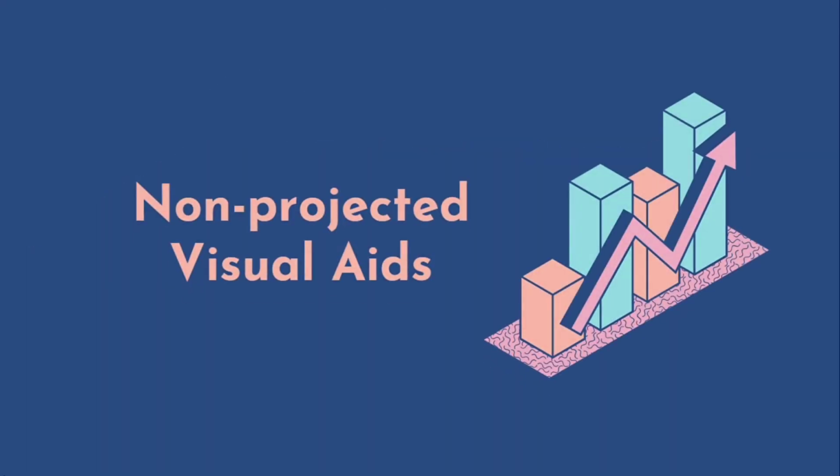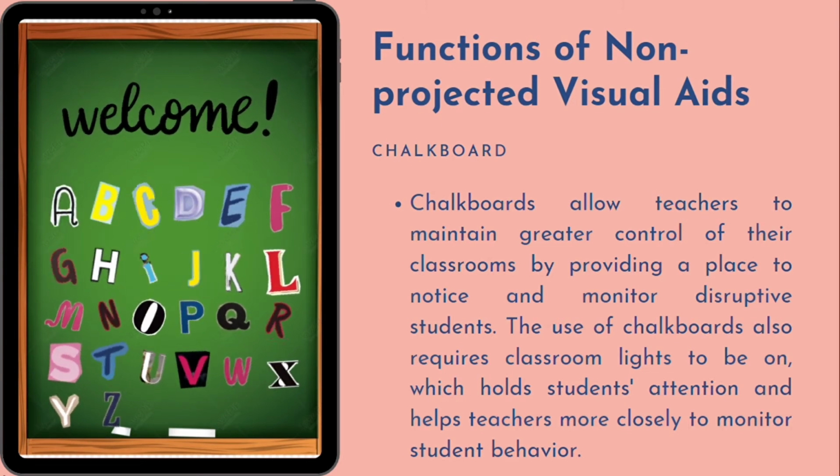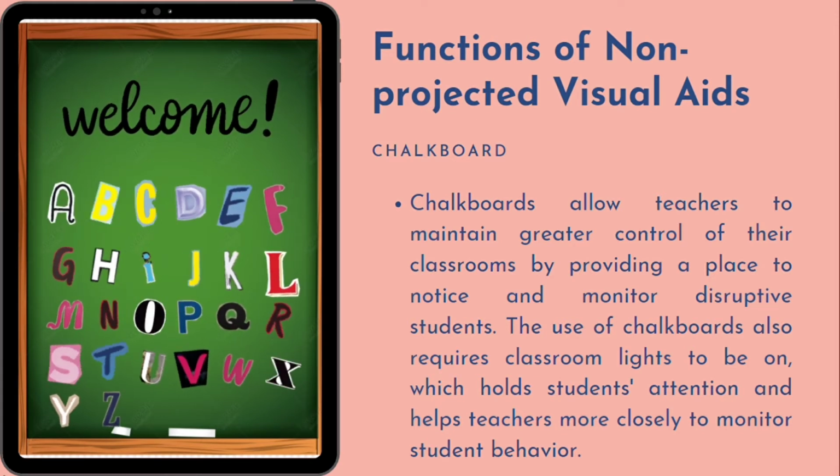So these are the non-projected visual aids. First, we have chalkboards. The importance of this in teaching technologies is that it allows teachers to maintain greater control of their classrooms by providing a place to notice and monitor disruptive students. The use of chalkboards also requires classroom lights to be on, which holds students' attention and helps teachers more closely monitor student behavior.